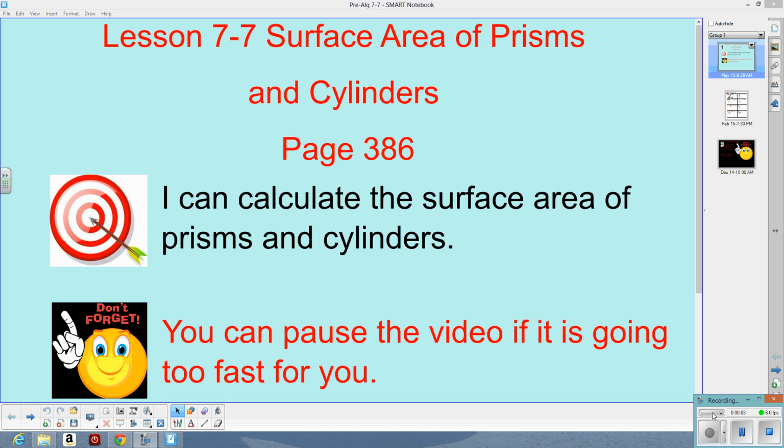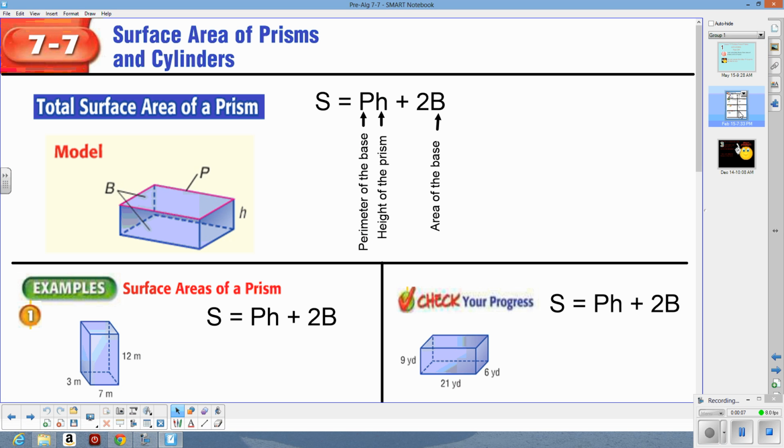In lesson 7.7, you will calculate the surface area of prisms and cylinders. The surface area of a prism takes all of its surfaces, finds the area of each, and adds it together. Or you can use this formula, surface area equals PH plus 2B, where P stands for the perimeter of the base, H stands for height of the prism, and B stands for area of the base.